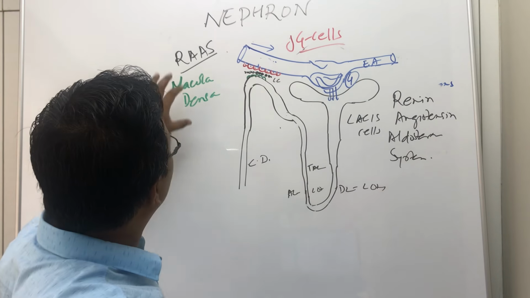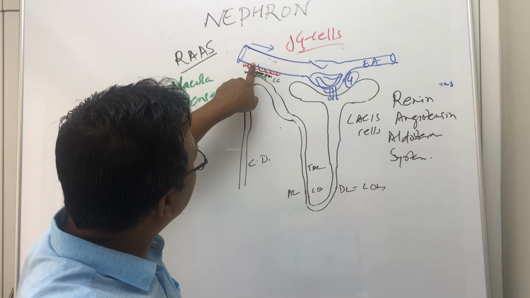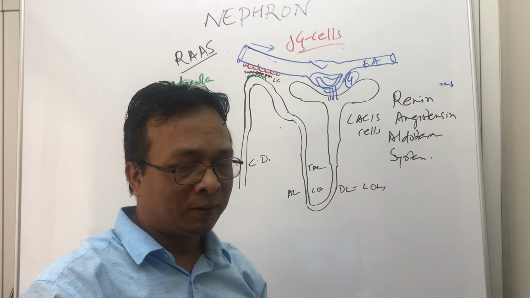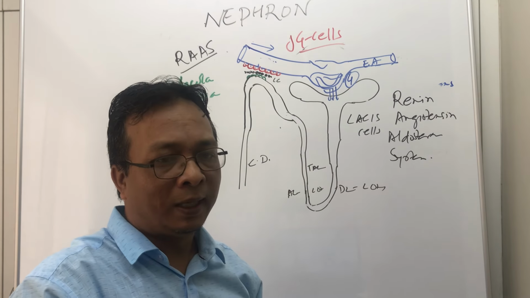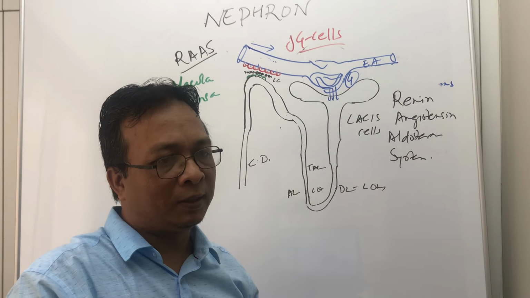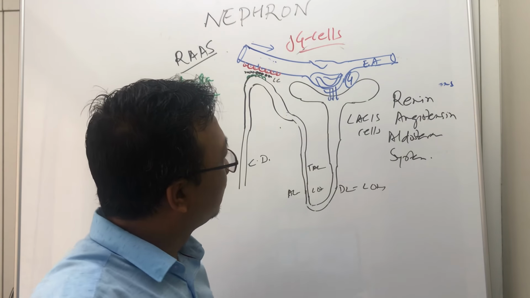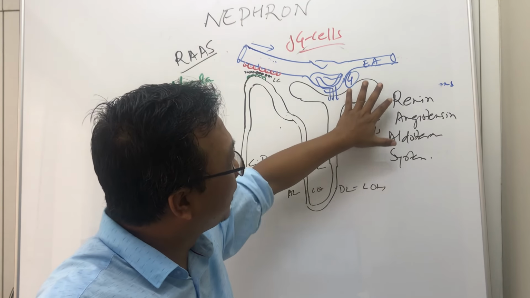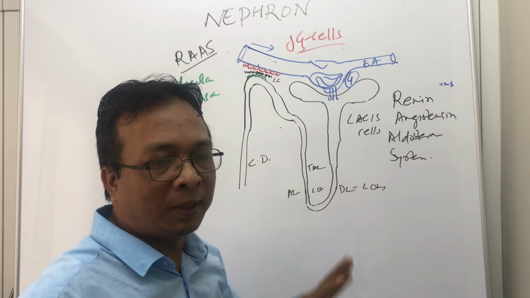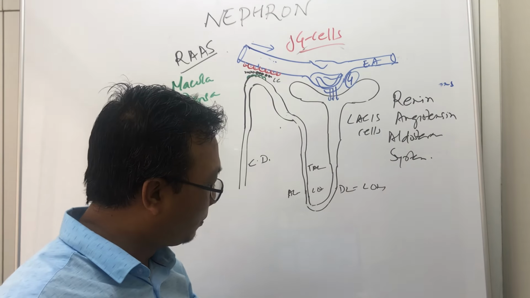So this whole JG apparatus maintains the electrolyte balance, it maintains the fluid, and it also maintains the blood pressure. It has three functions basically. So we'll talk first about the RAAS system, the Renin-Angiotensin-Aldosterone System, which helps in maintaining blood pressure.